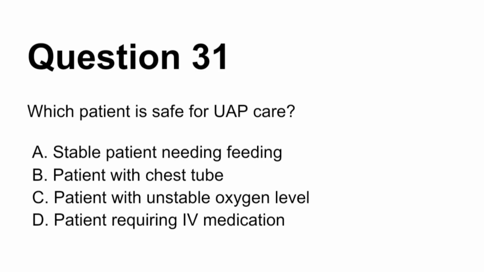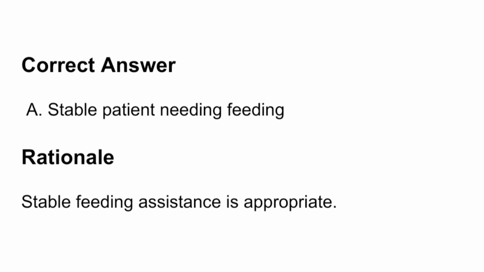Question 31. Which patient is safe for UAP care? A. Stable patient needing feeding. B. Patient with chest tube. C. Patient with unstable oxygen level. D. Patient requiring IV medication. Correct answer, A. Stable patient needing feeding.